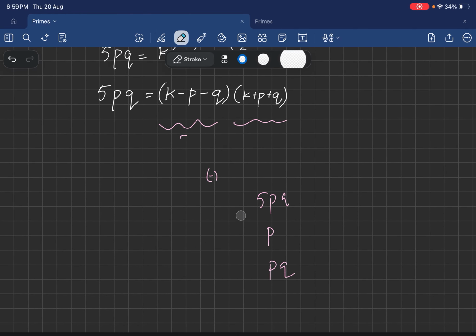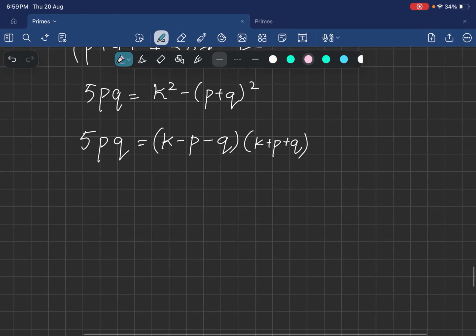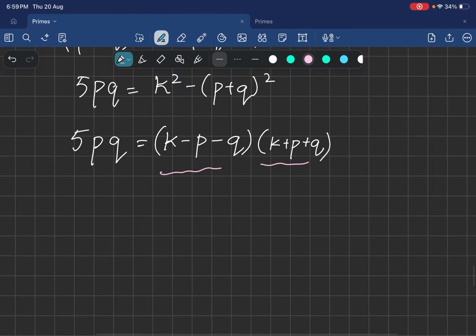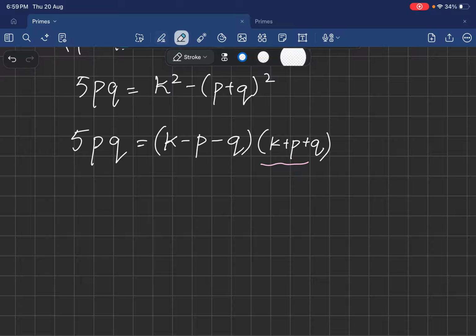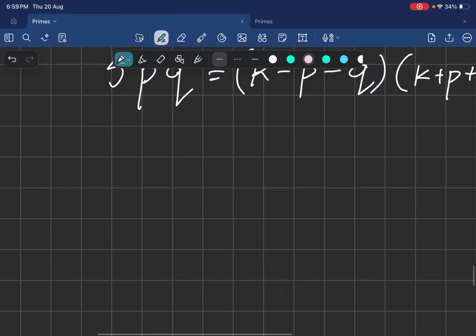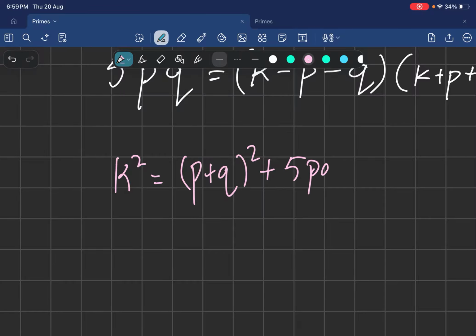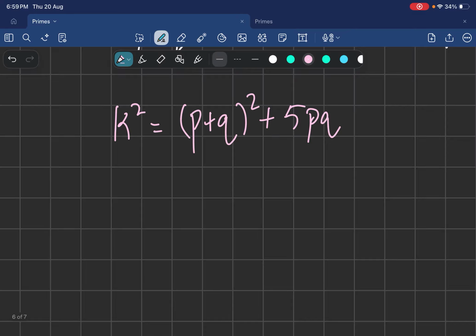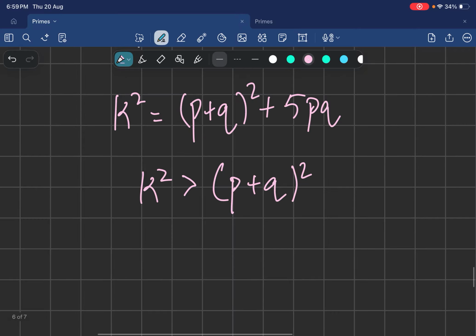To save ourselves from the negative cases and reduce the cases, we have to prove that these two factors can never be negative, which will remove almost half of the cases. So let's try to prove that these factors can never be negative. We know that k square is equal to p plus q whole square plus 5pq, right? We can see that k square will always be greater than 0. Anyways, k square will be greater than p plus q whole square, right?